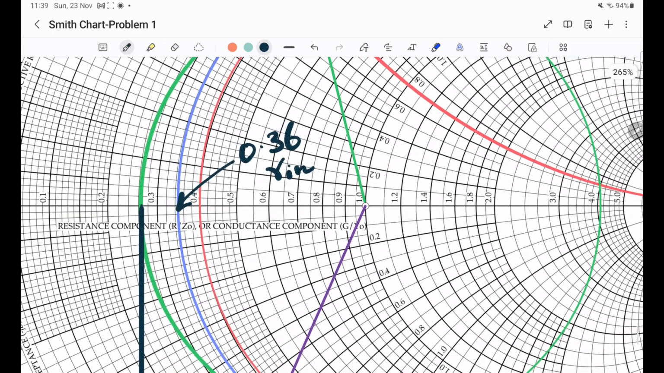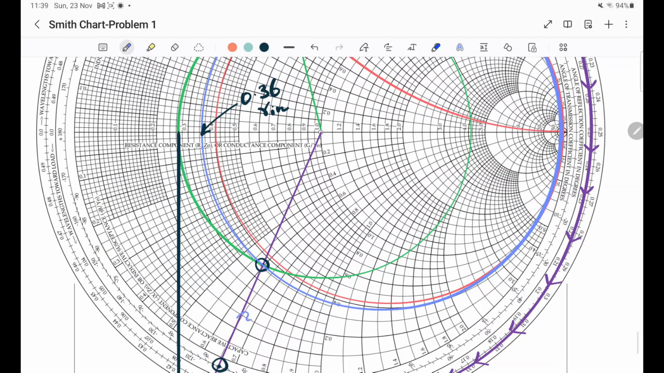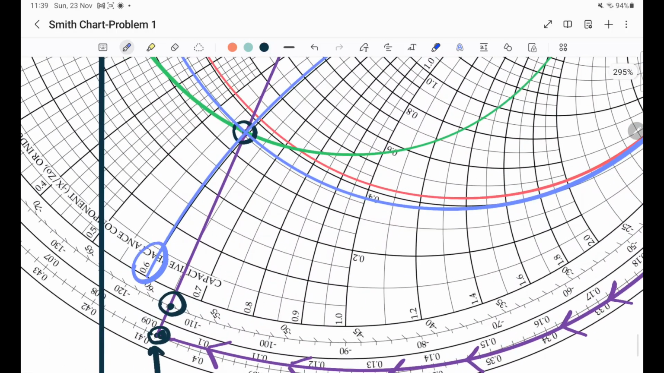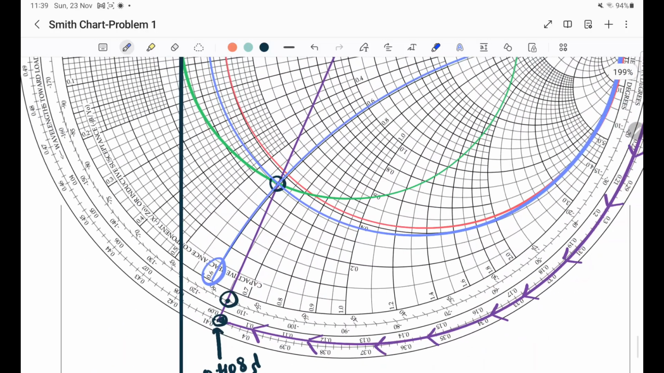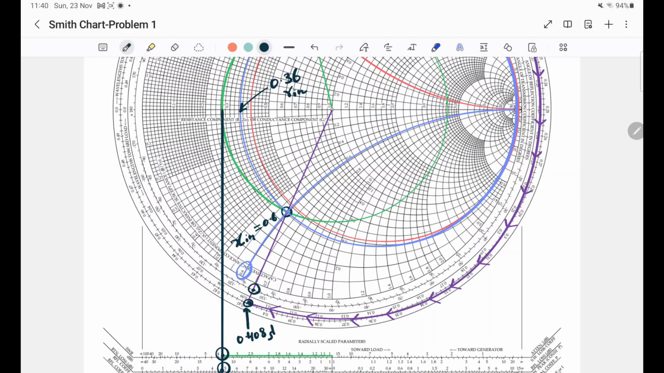the normalized input resistance. Similarly, if you draw the reactance circle passing through this point, that will be this curve, and this curve is saying 0.6. So the value of XIN is 0.6, and since this curve is in the lower half of the Smith chart, that is why it is capacitive in nature. That is why it will be minus J.